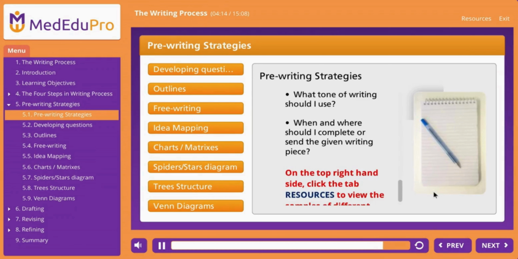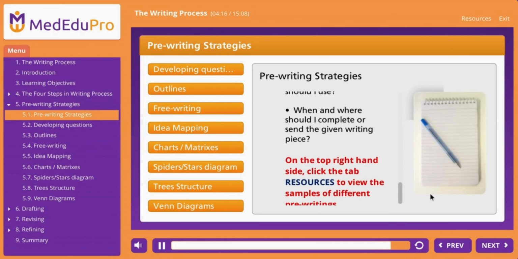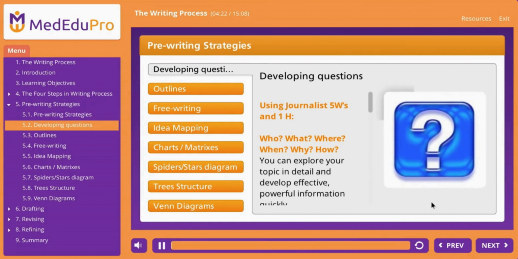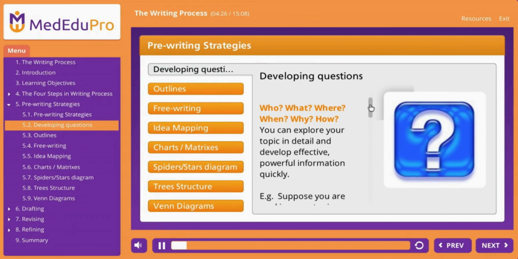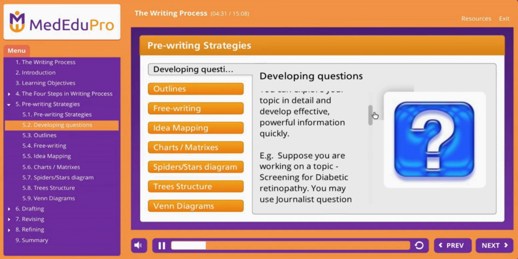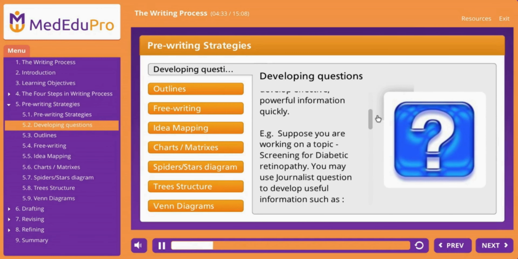On the top right-hand side, click the tab Resources to view the samples of different pre-writings. Using the journalist's 5 W's and H: who, what, where, when, why, how, you can explore your topic in detail and develop effective, powerful information quickly.